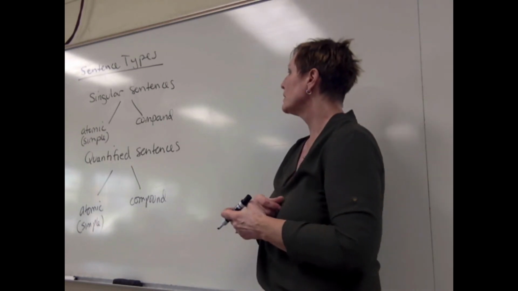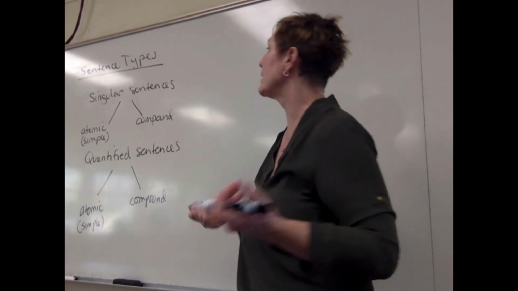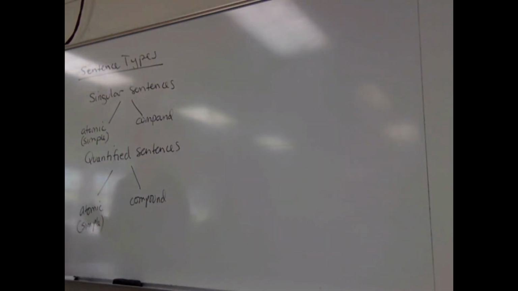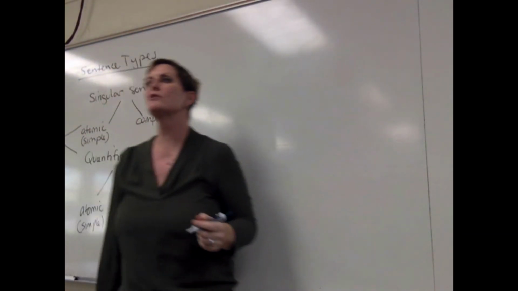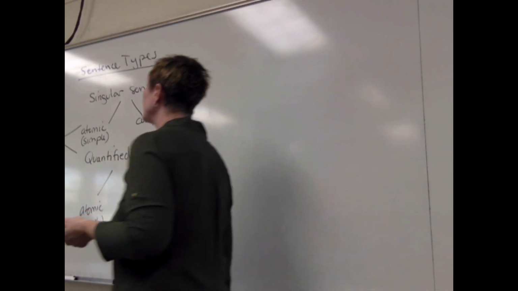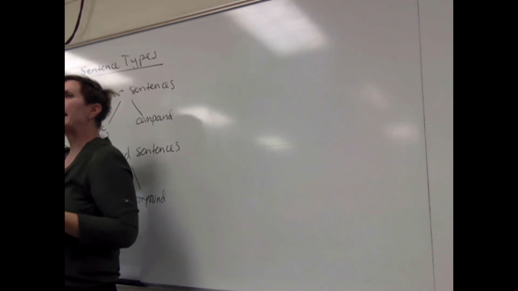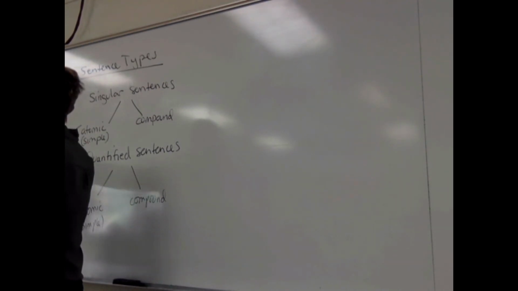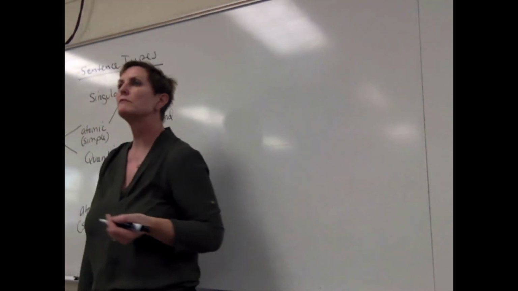So let me give you an example of each. An atomic sentence can be something like this: Walter is a dog. The simplest sentence that we deal with involves a named entity, in this case Walter, and then what's predicated of Walter, right?